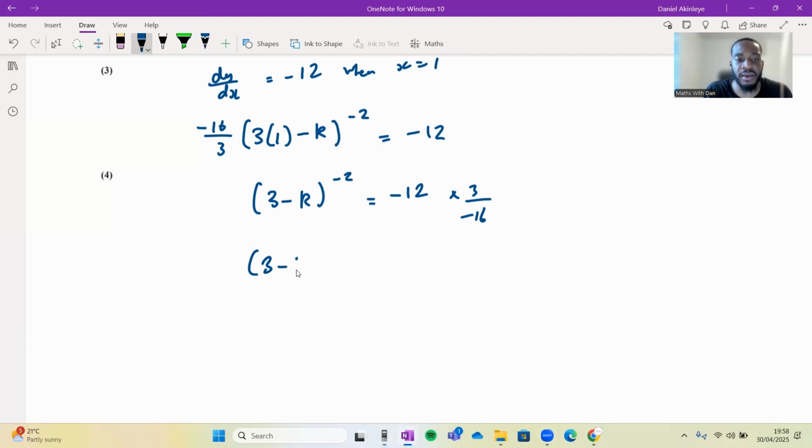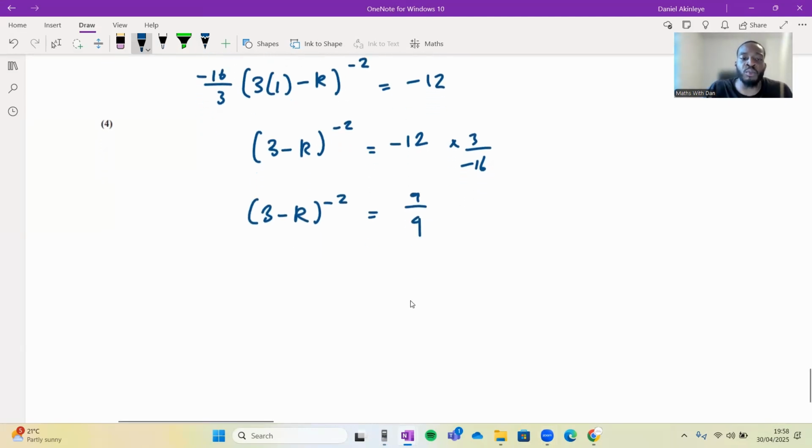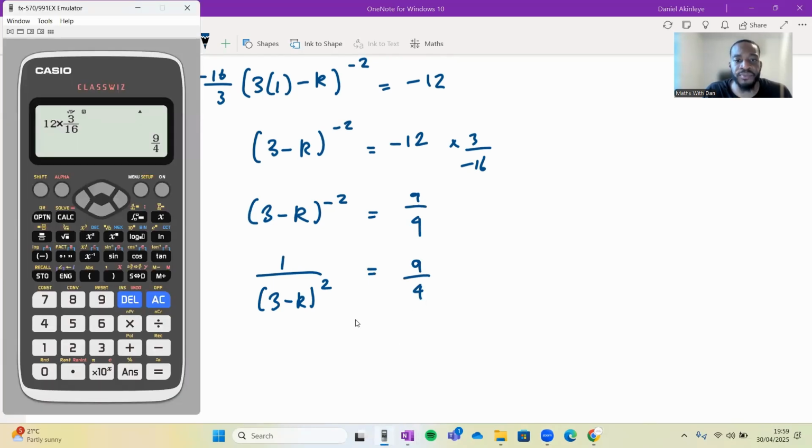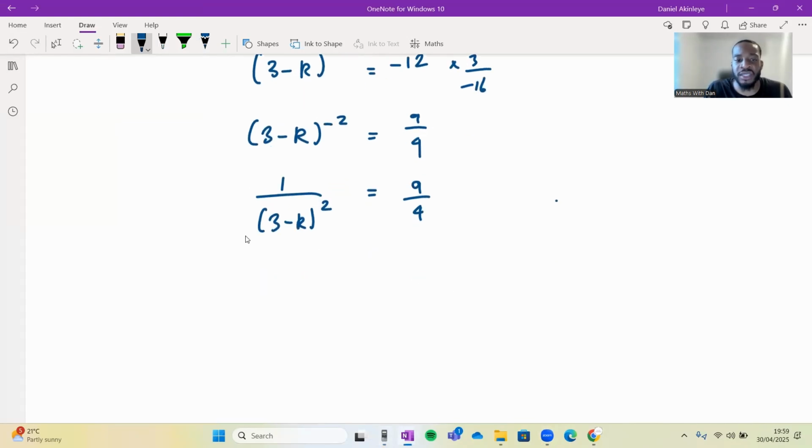So I'm going to get (3 minus k) to the minus 2 is equal to 9 over 4. So how do I solve this? Well, I'm trying to get rid of the power. Now remember, this minus here is a reciprocal. So algebraically, I can actually write this as 1 over (3 minus k) to the power of 2, which is equal to 9 over 4. Let me just check because my 9s and 4s always get mixed up. Yeah. So what I could do to get rid of that is raise both sides to the power of minus 1. Just flip them. And it will become (3 minus k) all squared is going to equal 4 ninths. Does that make sense, guys?